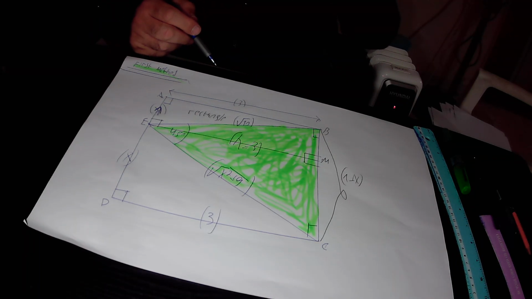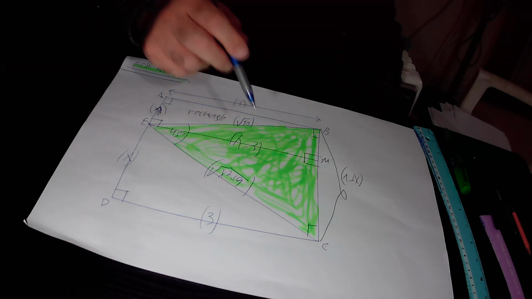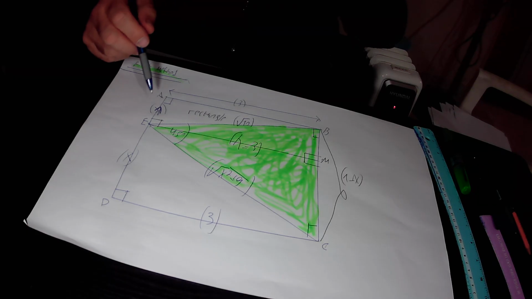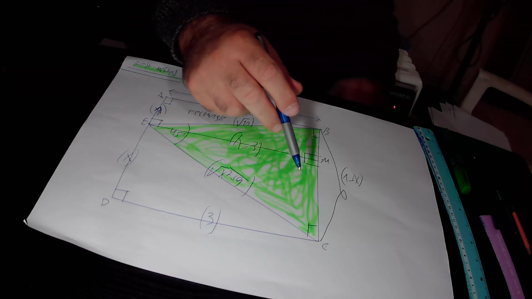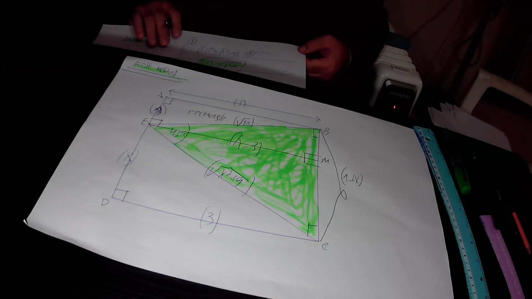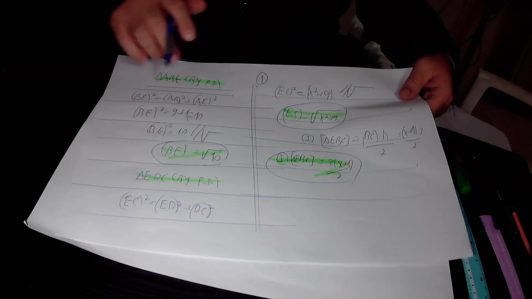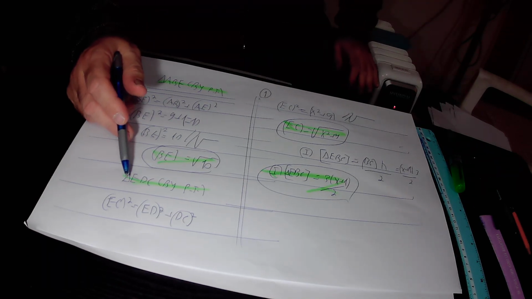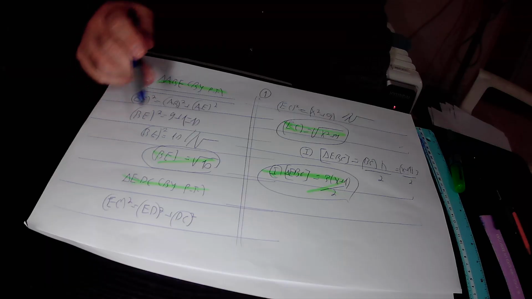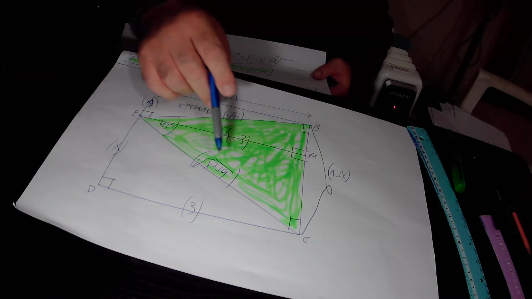The next step, we implemented the Pythagorean theorem in this right triangle EDC. EC squared, that is the square of the hypotenuse, equals ED squared plus DC squared. Repeat again, in the right triangle EDC, EC squared equals ED squared plus DC squared. EC is the missing hypotenuse, so we leave it as it is.